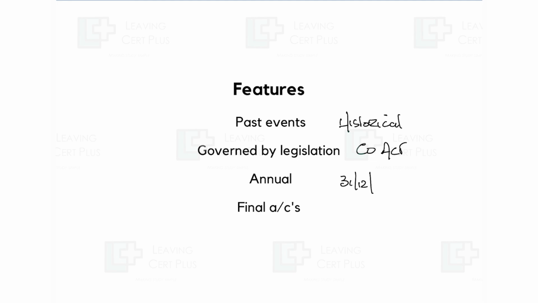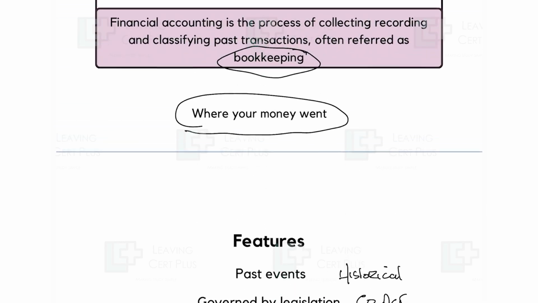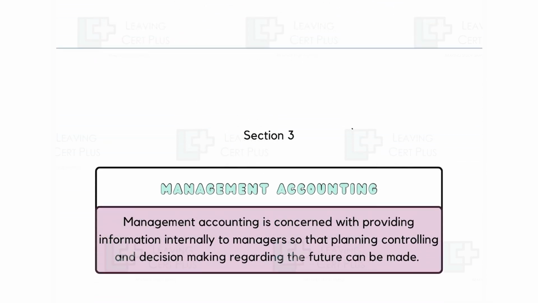And the most common example would be final accounts, but there are many others like cash flow statements, published accounts, etc. Also, another thing to remember is that these are mainly for external use, but not always. It's mainly for people outside the business, like the bank or creditors, debenture holders, or speculators. Okay, but that's financial. Now, management.